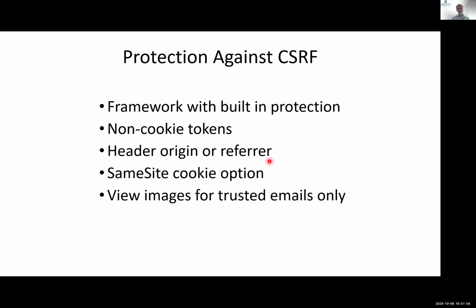Header origins: specify the origin in the HTTP header that's sent. It specifies where you got this information. How did you get here? Did somebody type it in, or did you click from someplace else? And you can check on that. SameSite cookie option: on your cookies you can specify that this cookie can only be used on the same site, and your image is only in trusted email.